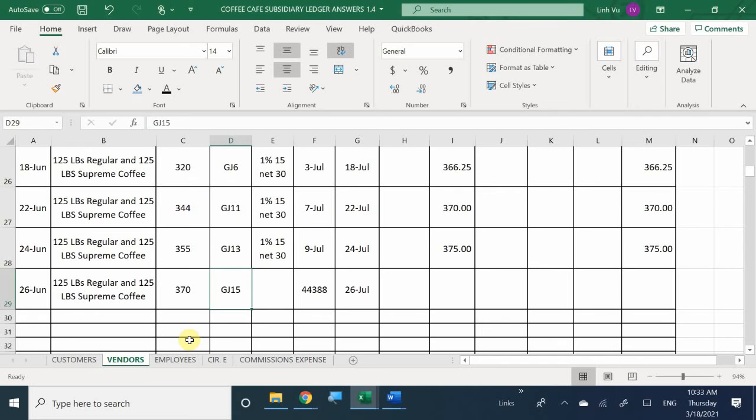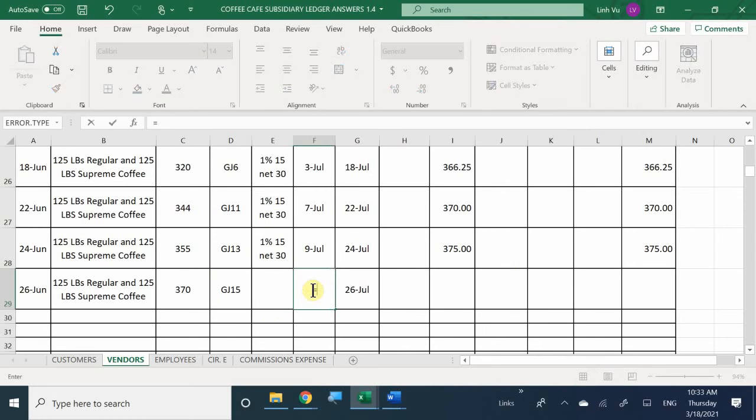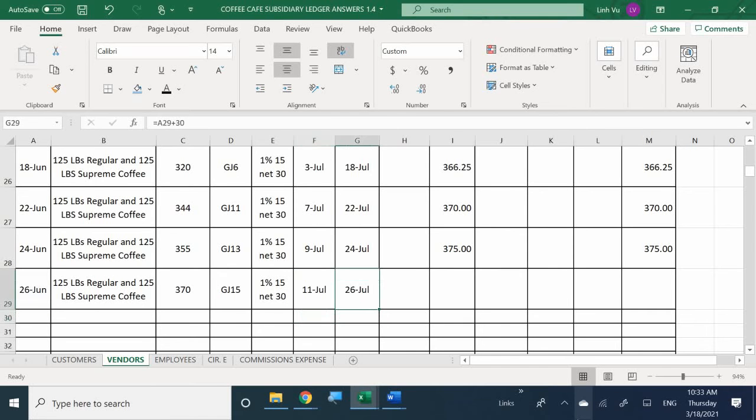I'm on the wrong line. That was automatically filled, right? Okay, so let's. What was my discount? One percent, 15 net 30. Okay, so then. What's my discount date? And then July 26th is my total amount due.